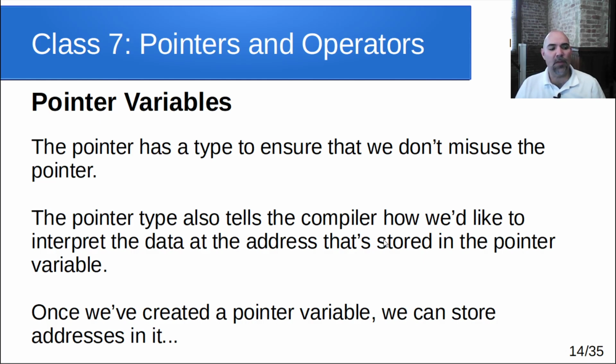So in other words, once we have the address later on in our code, we might want to say, hey, go to that address and give me what data is there. And to know how to interpret that data, we need to know what kind of pointer it is. It has to have a type. So once we've created a pointer variable, we can store addresses in it and then use those in some way.